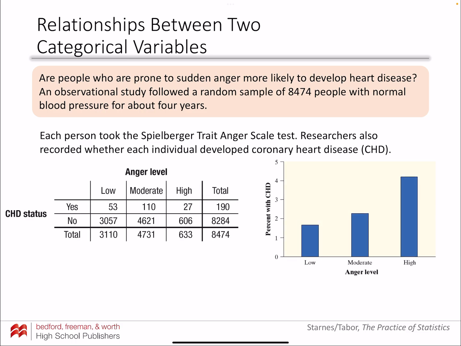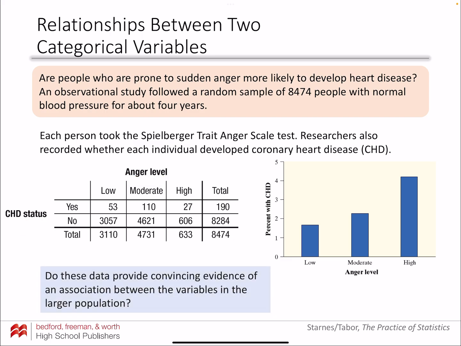So here's your results. This is whether or not they have coronary heart disease, and this was their anger level according to this Spielberger Trait Anger Scale test, right? So over here on the right, we're looking at people just with the CHD, the coronary heart disease, and we're looking at the percent of people with each anger level. So does it look like there's a relationship? Maybe, right? But is this statistically significant? Is there a statistically significant relationship? That's the question.